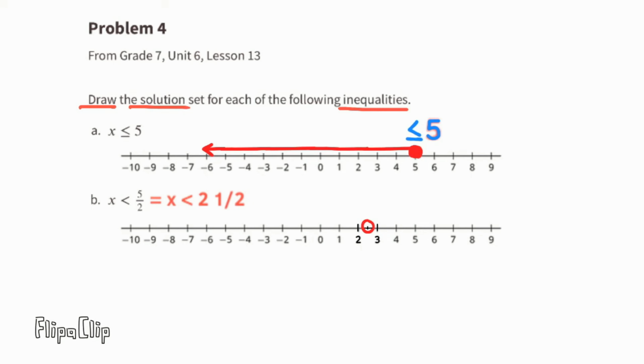That means that the arrow on the number line also will point to the left. Take a look at this example. When graphing this inequality, you'll circle 2.5, and then the arrow will point to the left. That represents all the numbers that are less than 2.5.